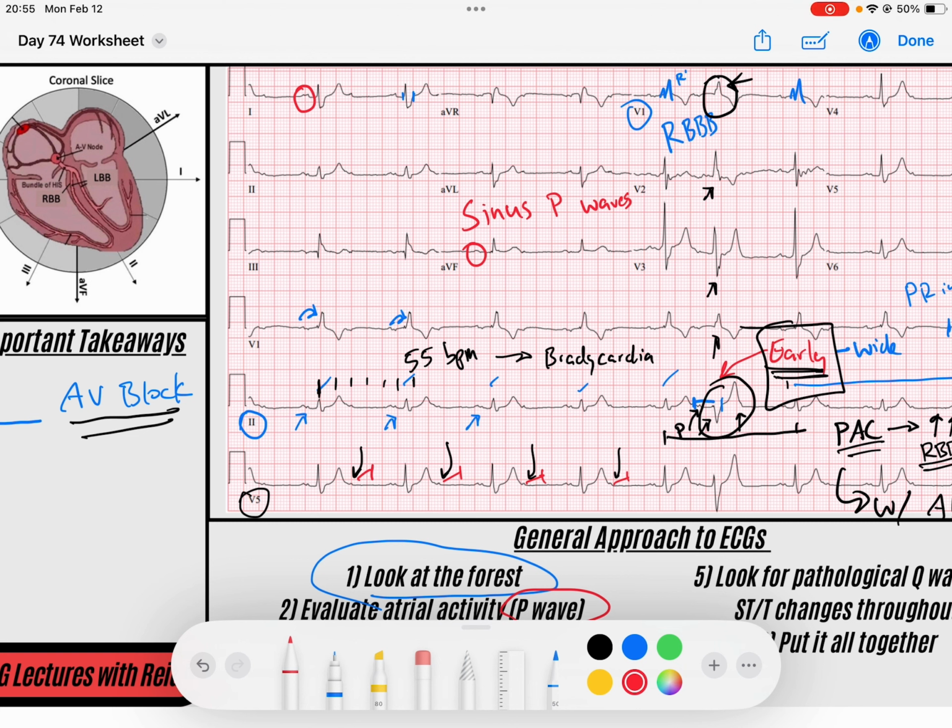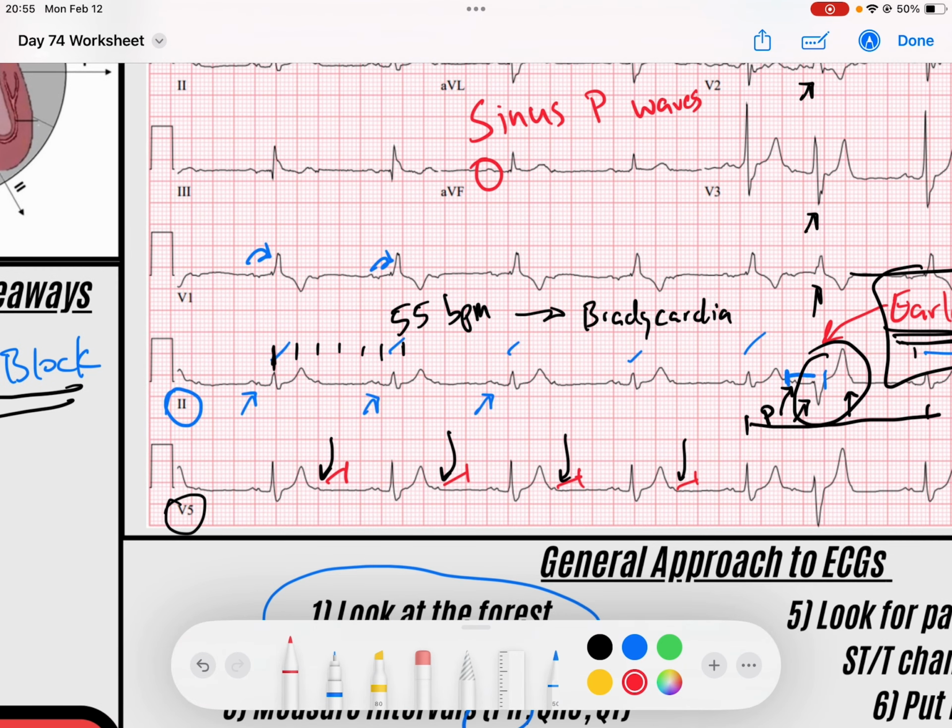And so now here's my next question. Is this a second degree block or are these PACs, right? Because by definition, a second degree block is when you have some P waves conducting QRSs, but not all of them. But if you look closely, if I take and draw a line, if I use maybe green, I draw a line from the beginning of this P wave to the beginning of this P wave, and I connect them.